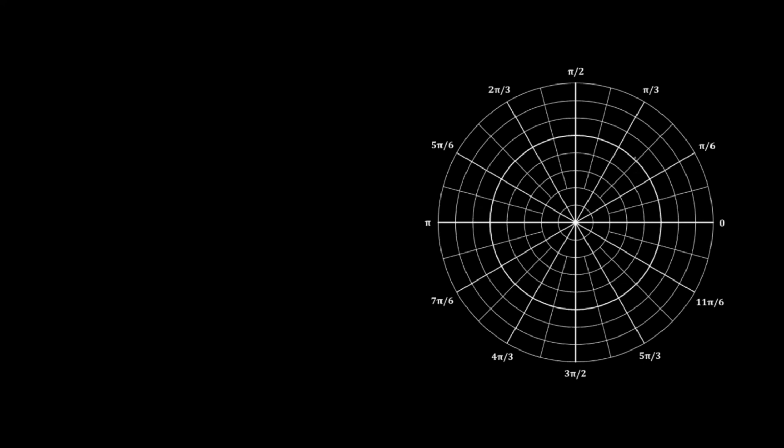We're going to put a point on here, and then I'll show you how to convert it to Cartesian coordinates. So let's choose a point here, right there, okay? So that point right there, we'll call this point A.